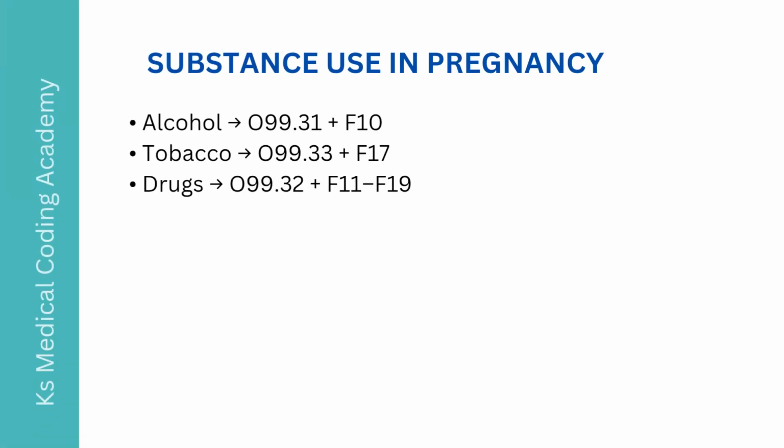Substance use in pregnancy. Alcohol, tobacco, and drug use complicating pregnancy require codes from categories O99.31, O99.33, or O99.32 respectively, along with secondary codes identifying the substance-related disorder.